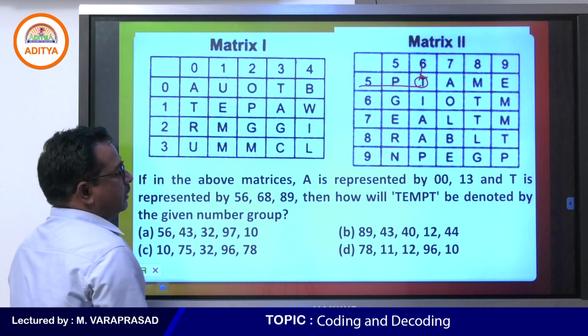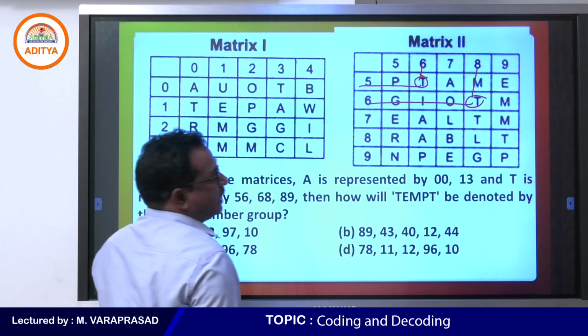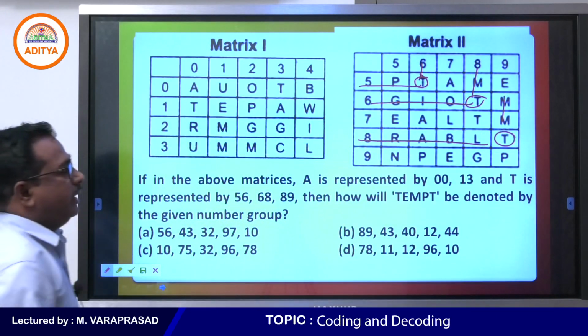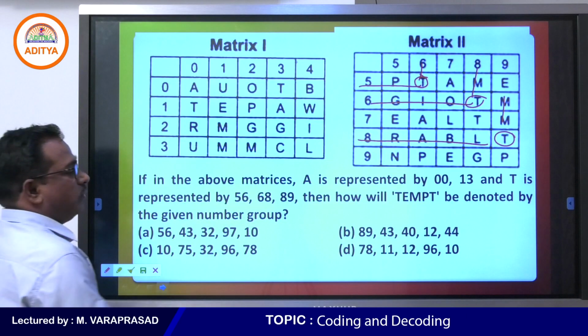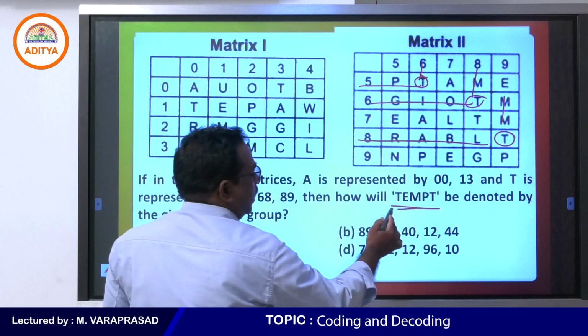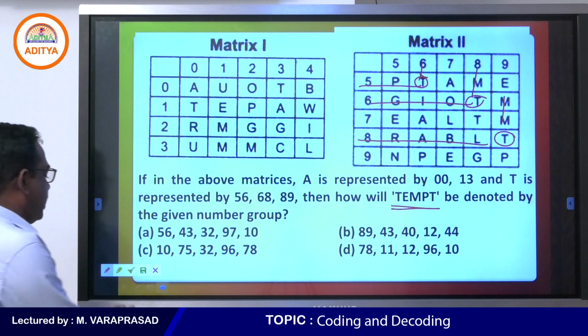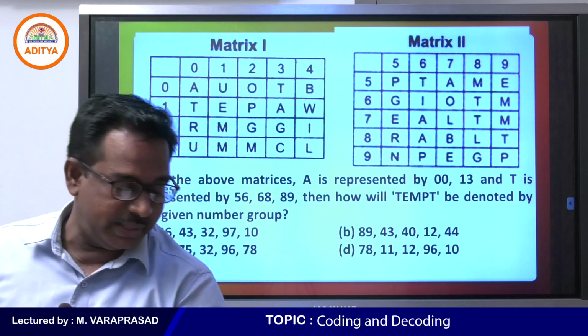And the next one, T is here at 6, 8. Another T is at 8, 9. Like that, some examples are given. Now we can discuss TEMPT, which will be denoted using matrix 1 and matrix 2, right? Yes, my students, what is the answer here?